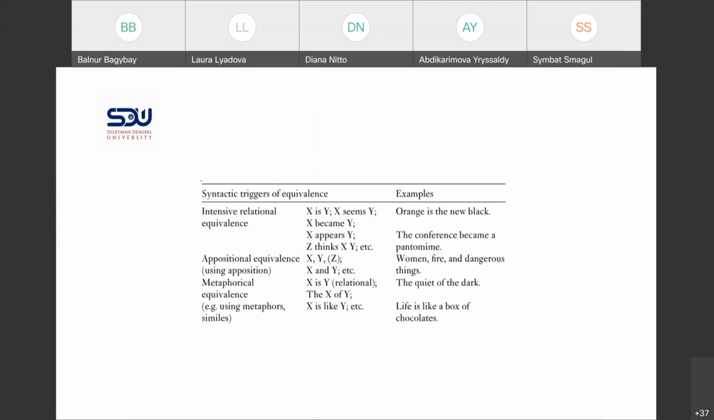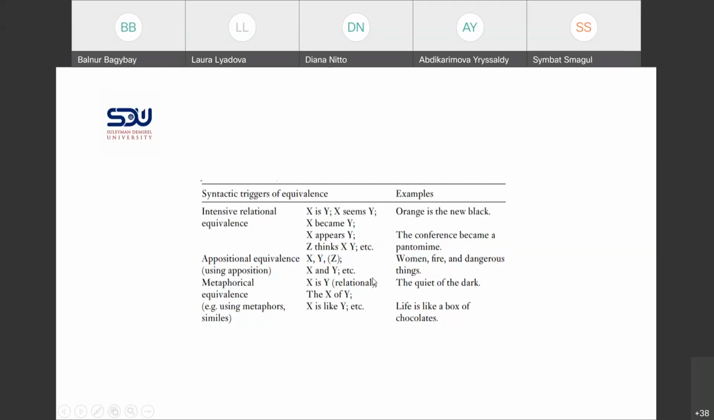Okay, now let's have a look at the table that I promised. It's about the syntactic triggers of equivalence. If you have a look at the first one, here X is Y. Orange is the new black. They are equating orange to black, and it is called intensive relational equivalence. It's when A appears as, becomes B, two different things being equated to each other.